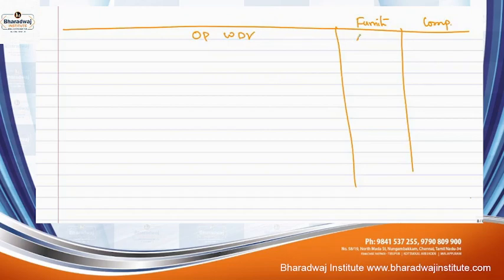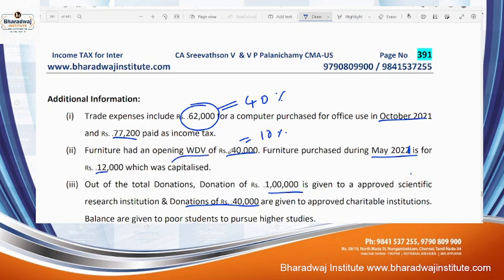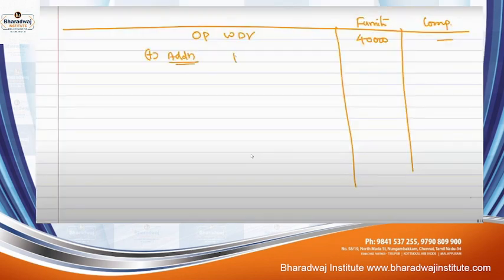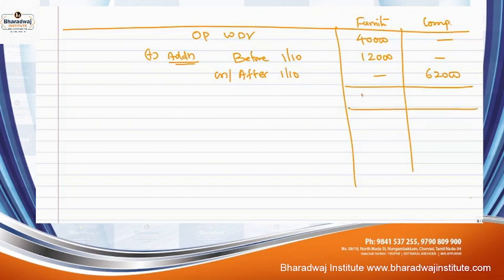Opening WDV. Look at how much is given for furniture in the adjustment. Opening WDV furniture, how much is given? 40,000. Additions more than 180 days, less than 180 days, like that we have to classify. Furniture was purchased in May month, so 12,000. That is for less than 180 days. Computer is purchased for how much? 62,000. So October, now we can assume that it is less than 180 days.